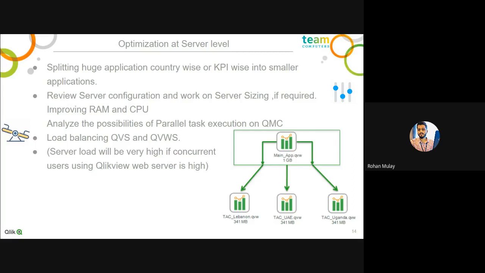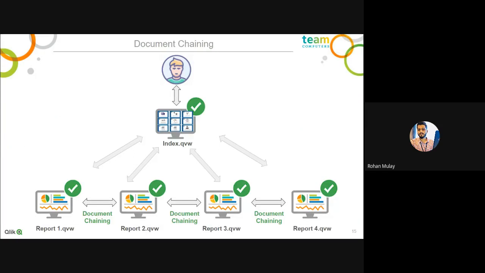So what we can do is use the concept of document chaining, which is there in QlikView, where we can break the application into multiple applications. You can see here that there was one big application which I broke country-wise into report 1, report 2, report 3, and report 4 applications. Then I create one application which has an index page that represents all these broken applications as one single application. On that index page you will see navigation links to all of them.